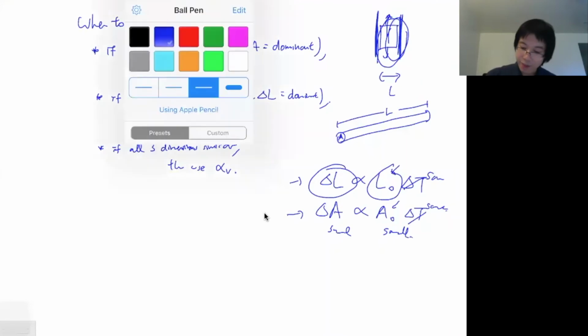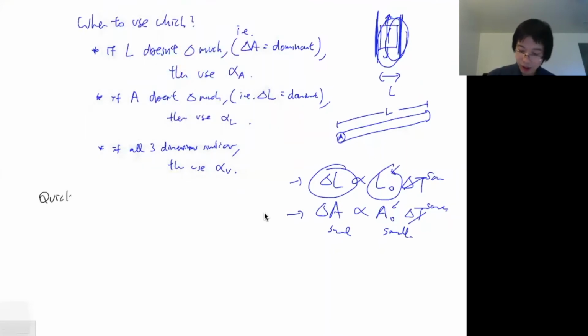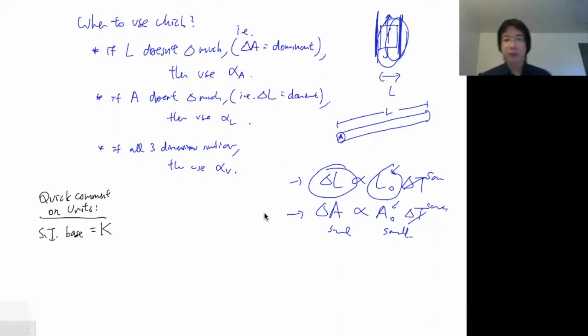And also a quick comment on the units. So the SI base unit for temperature is Kelvin, okay? We'll talk about that more in tomorrow's lecture, on why that is the base unit. For now, accept that fact first: not Celsius, not Fahrenheit, not centigrade.